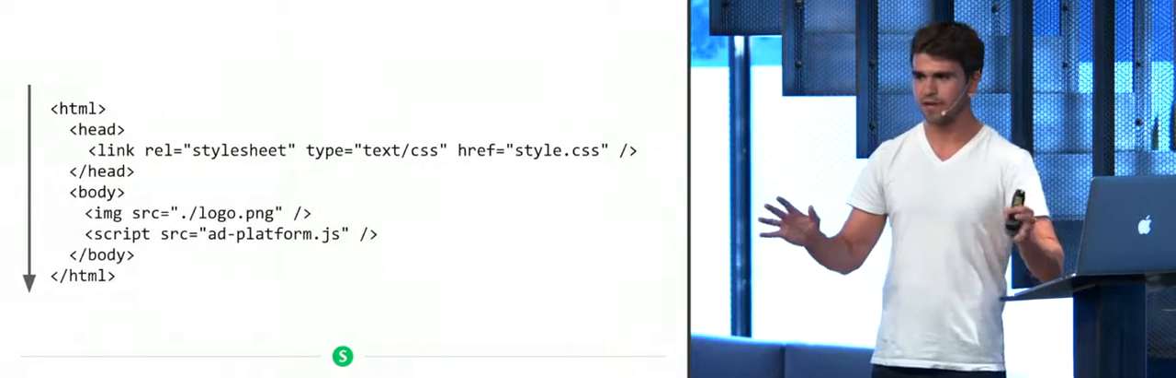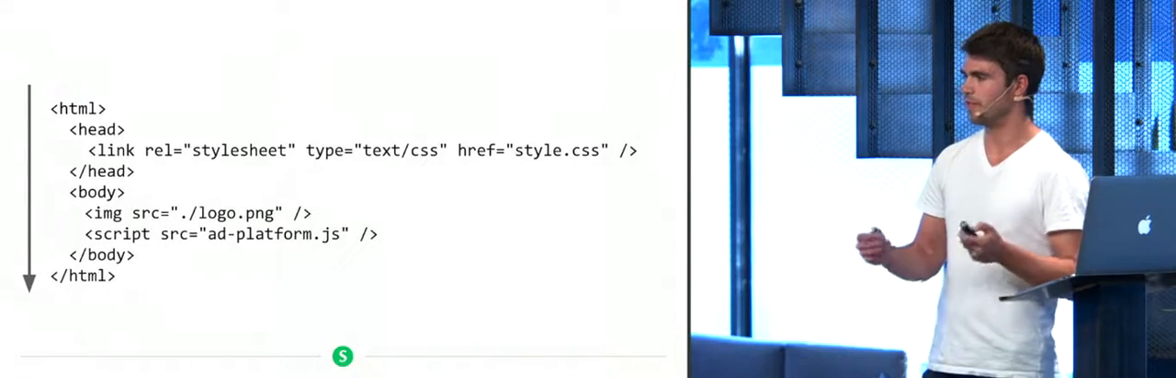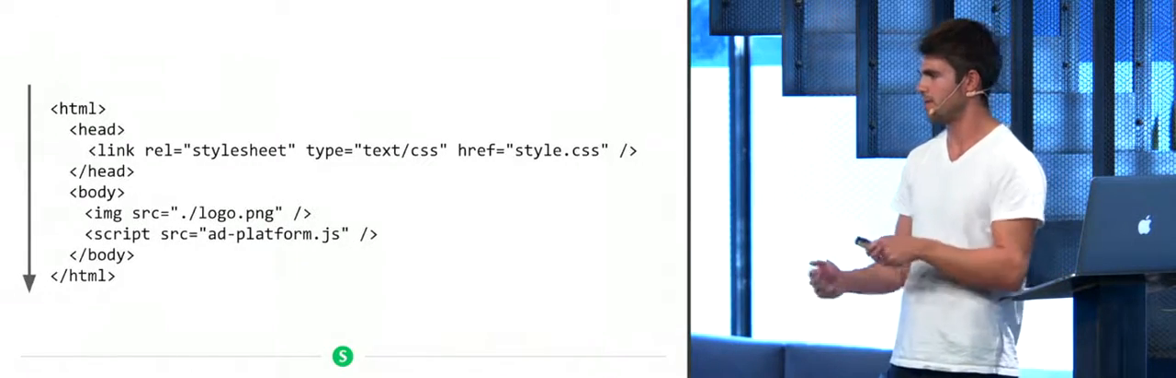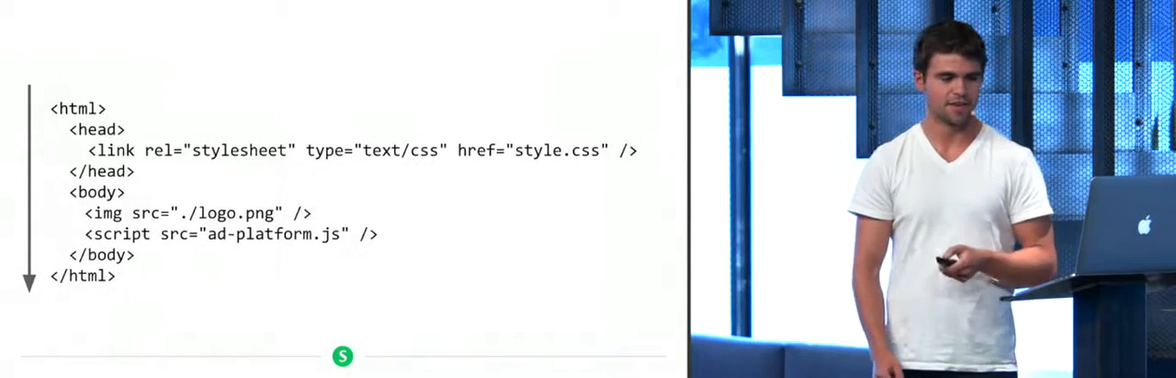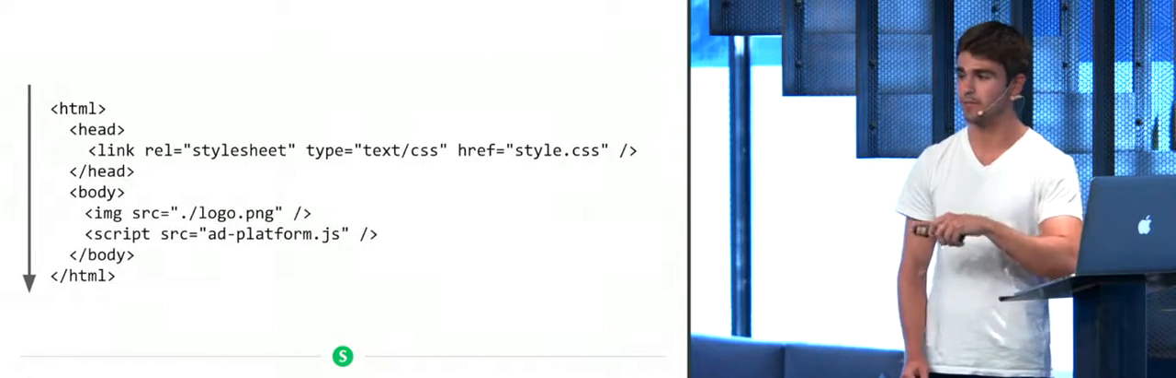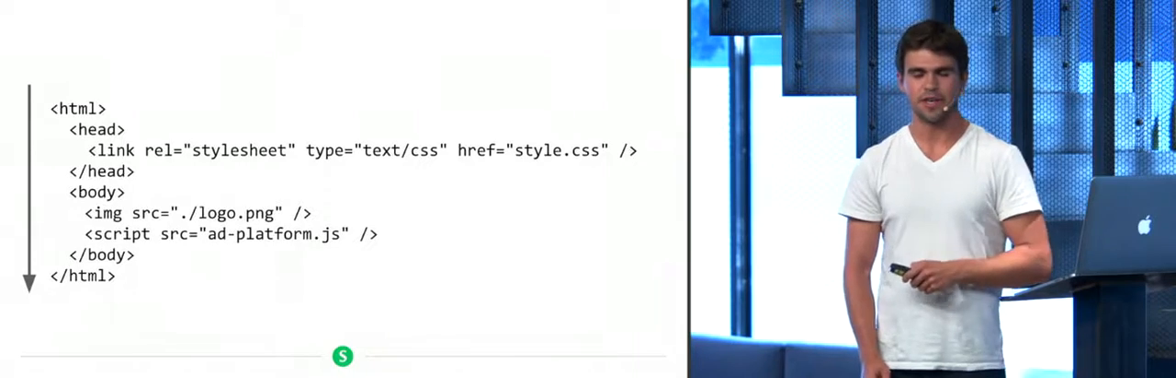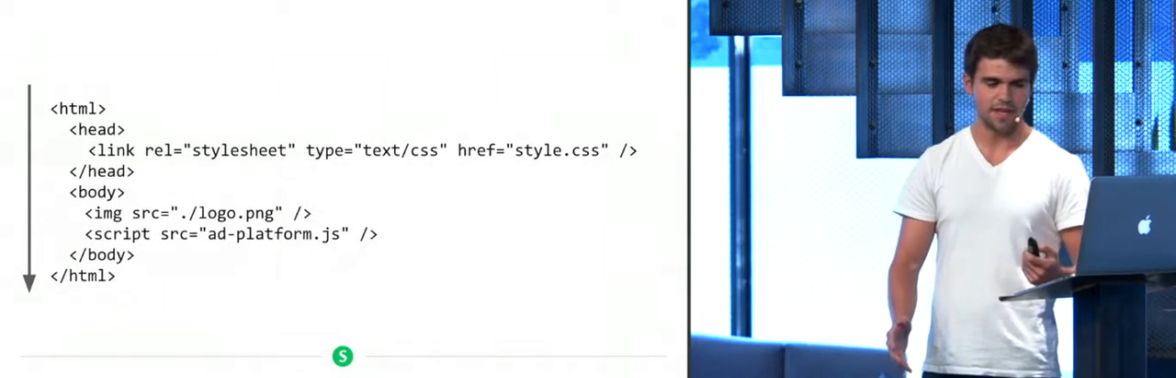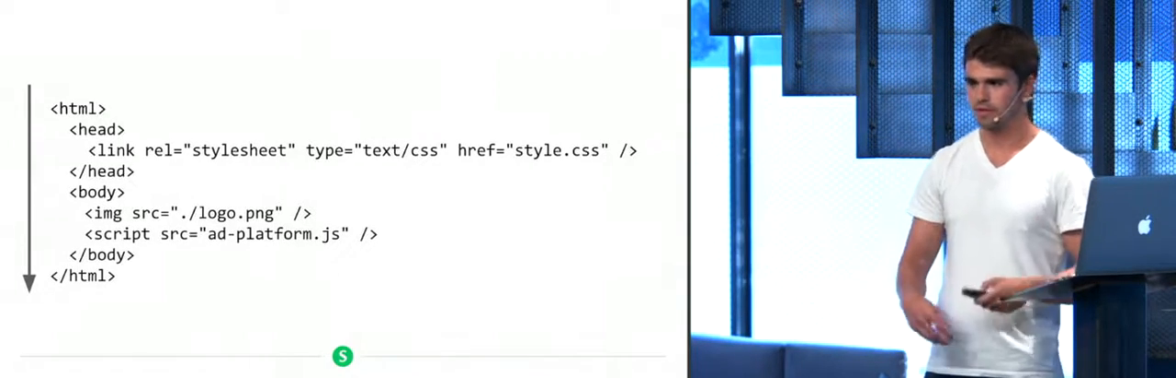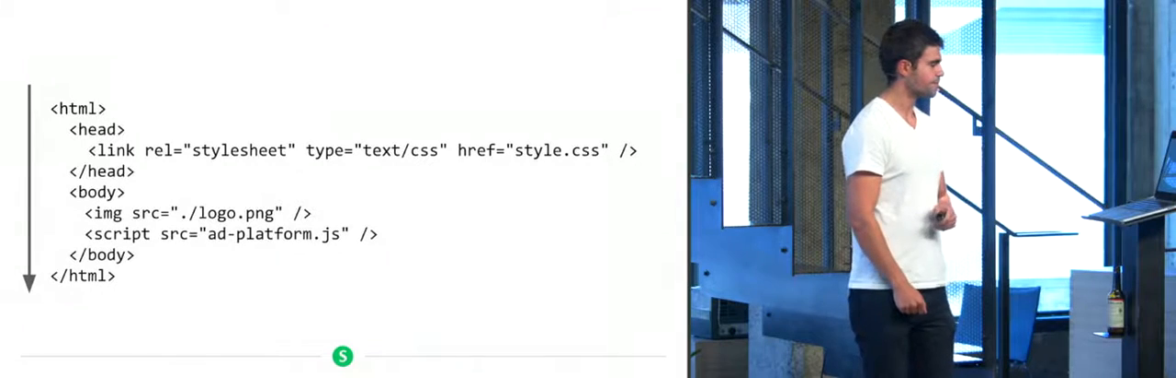So that sounds kind of abstract. I'll just walk through a brief example of what a normal page and its rendering process would look like, and what its AMP-enabled replacement looks like. Here we have a pretty basic HTML page. You're loading some CSS, loading an image, maybe a third-party script.